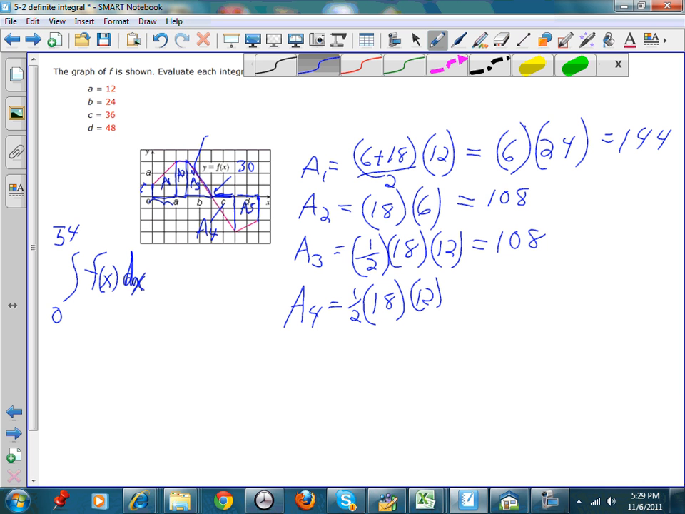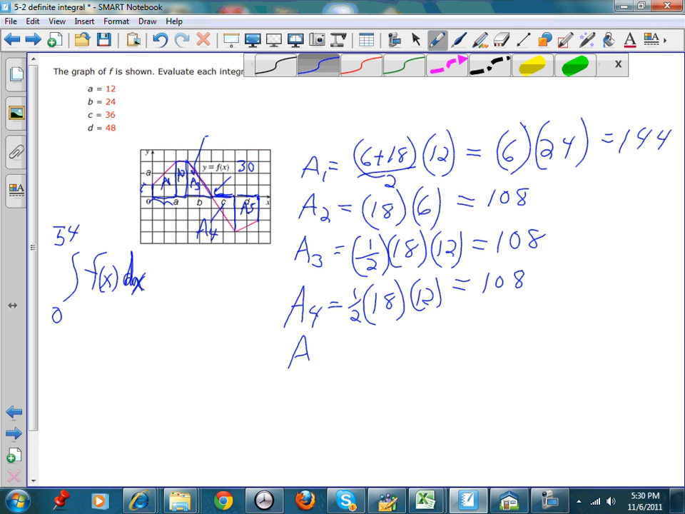We could actually see A4 and A3 are going to cancel each other eventually, but let's just tell you what the area is. A4, A5, oh gosh, so this all cancels. I can see the answer already is A2. The answer is 108. But let's do it the hard way.